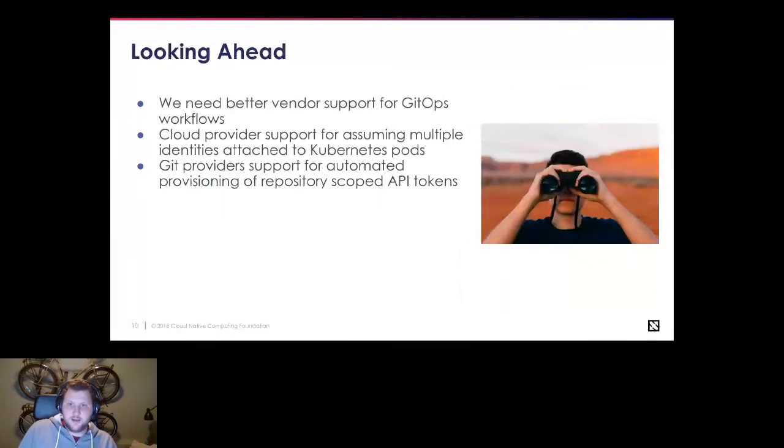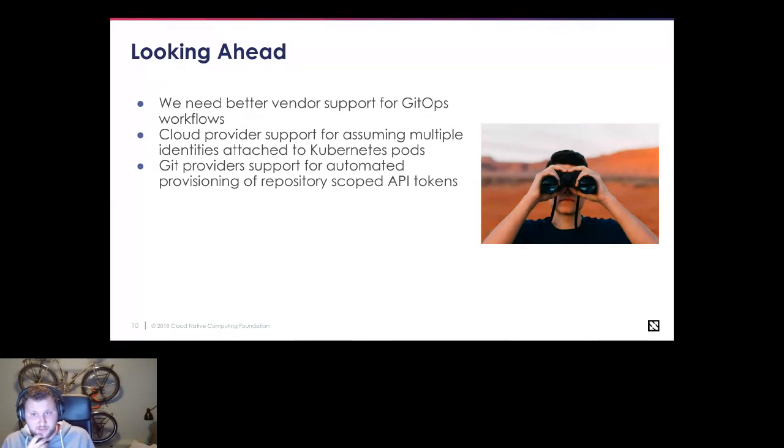So looking ahead, we need better vendor support for GitOps workflows. And that's specifically looking at GitHub, because GitHub needs to support repository-specific API tokens the way GitLab does. These types of things are going to be more critical if more people are going to move over to a GitOps type of flow.